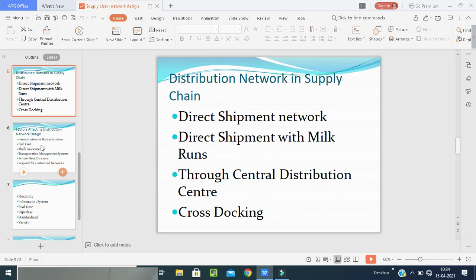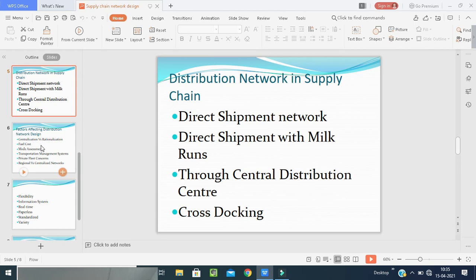So here replenishing means filling up again and again. Whatever the goods are coming, we know the chain. Every day the goods have to be delivered from so and so place to so and so place, from the retailer to the supplier, supplier to the retailer, with so and so date and so and so time, everything will be mentioned. So this kind of network is known as direct shipment with milk runs.